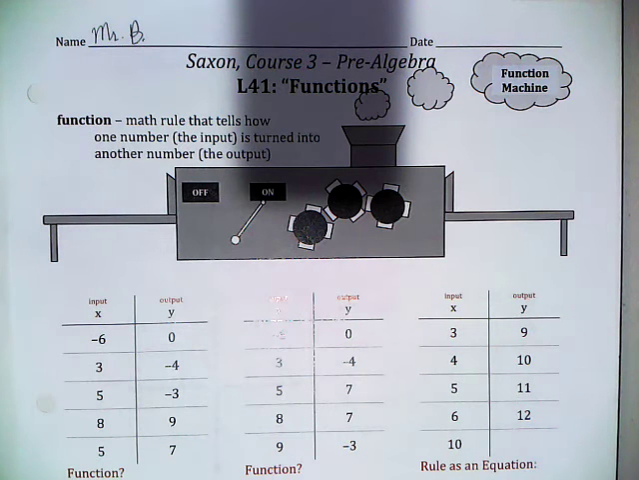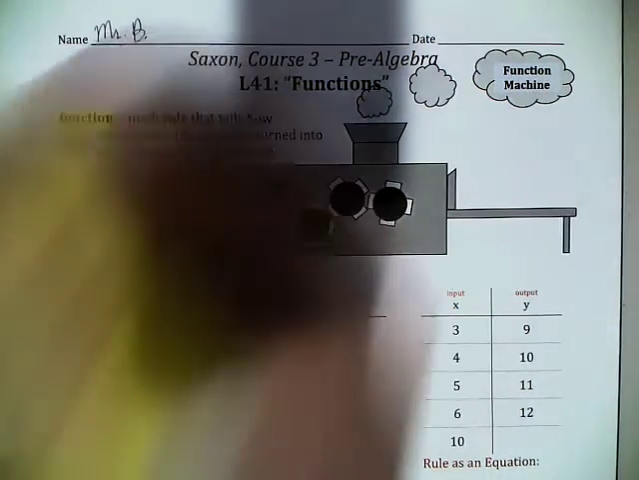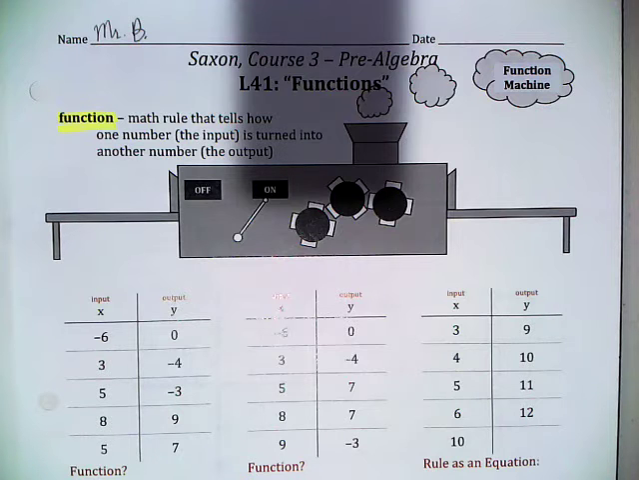This video is over lesson 41, functions, and it's for my pre-algebra classes. So, ladies and gentlemen, a function is a mathematical rule that tells how one number, the input, is turned into another number, the output.